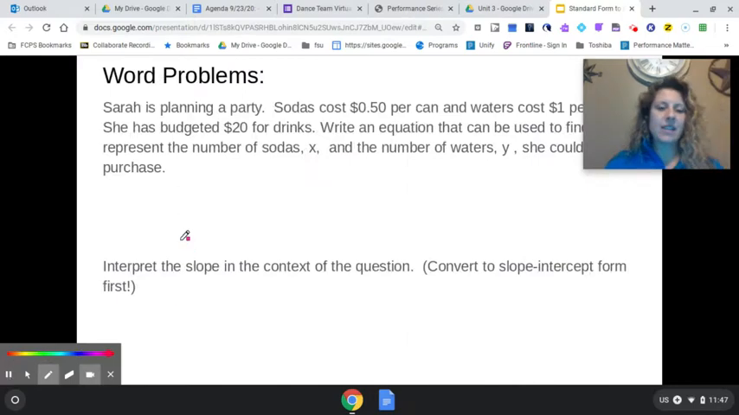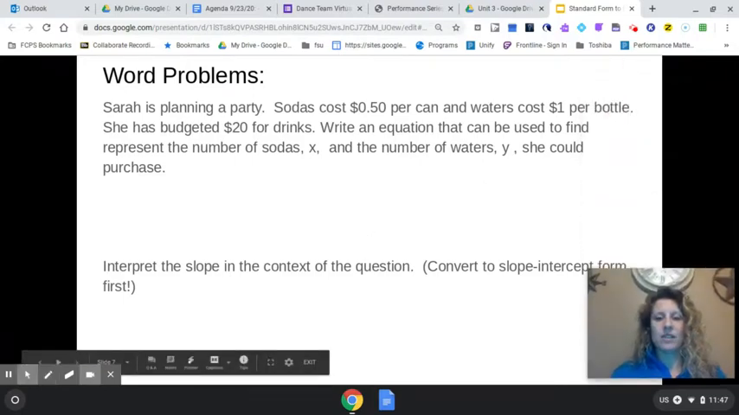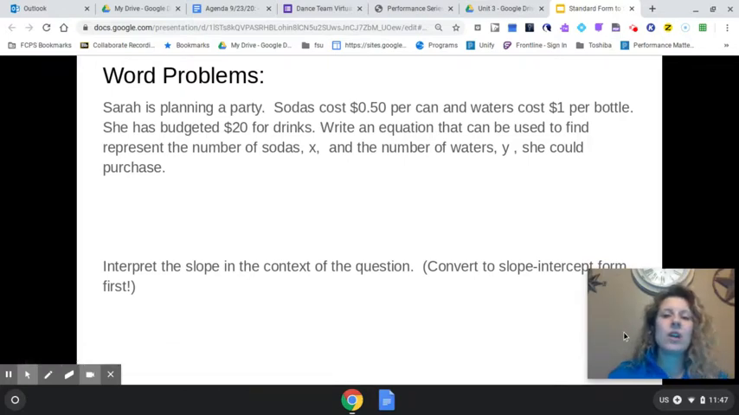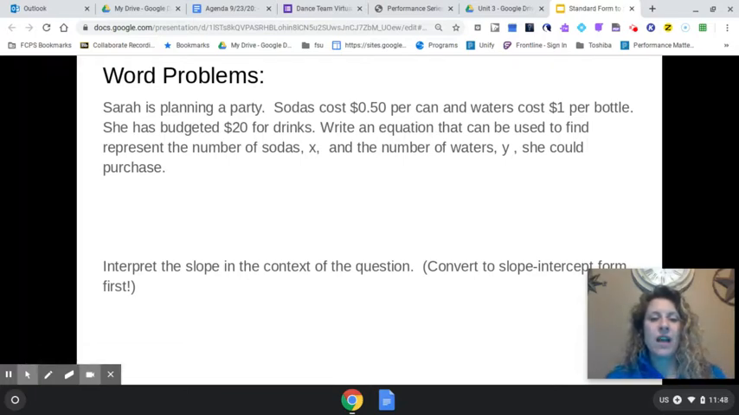Okay, the last thing we're going to talk about today are word problems. So in this scenario, it says Sarah is planning a party. Sodas cost 50 cents per can and waters cost $1 per bottle. She has budgeted $20 for drinks. Write an equation to represent the number of sodas X and the number of waters Y she could purchase. So let's go ahead and do that first.